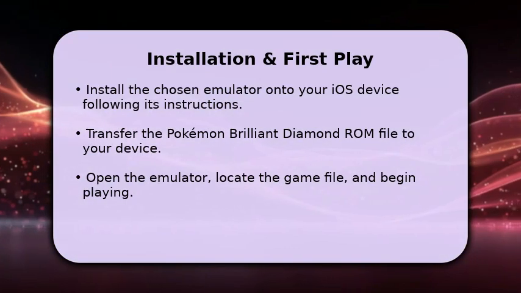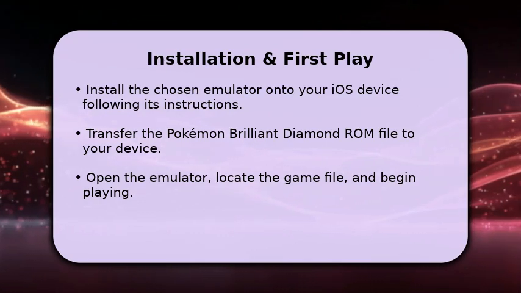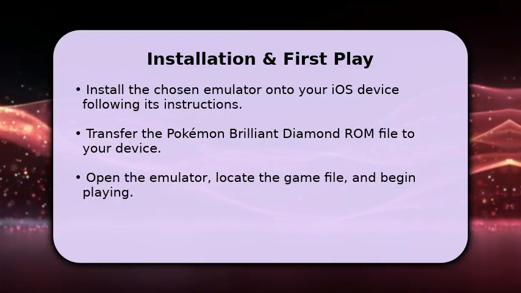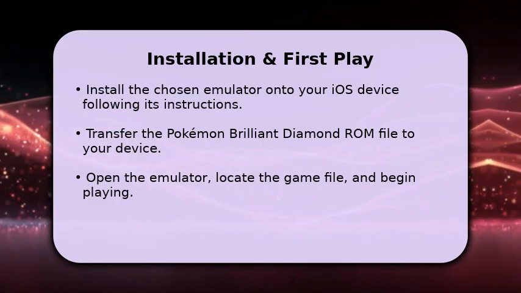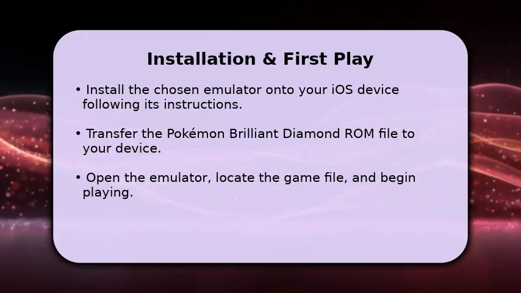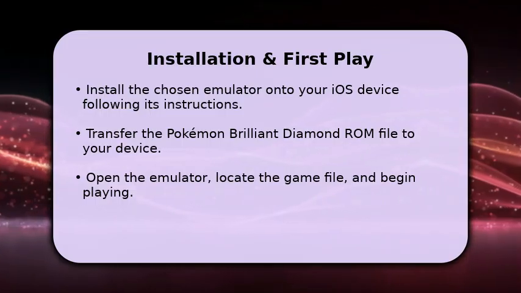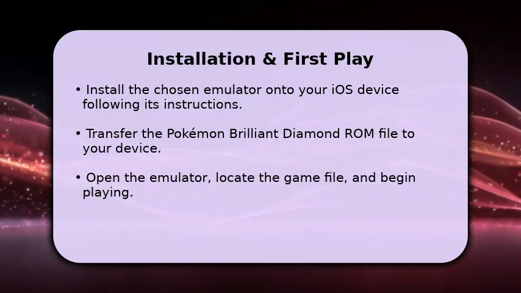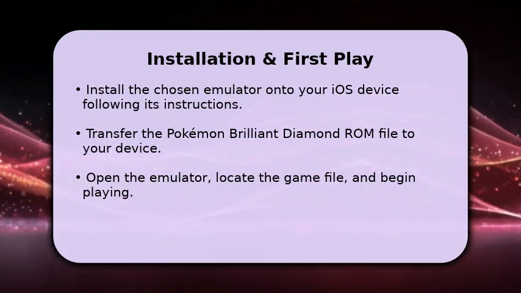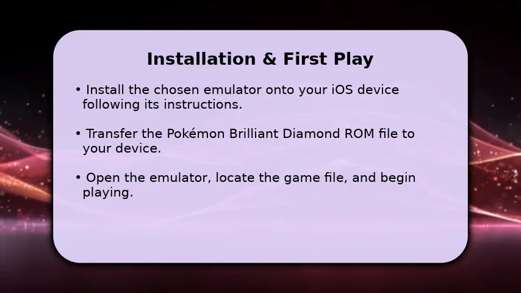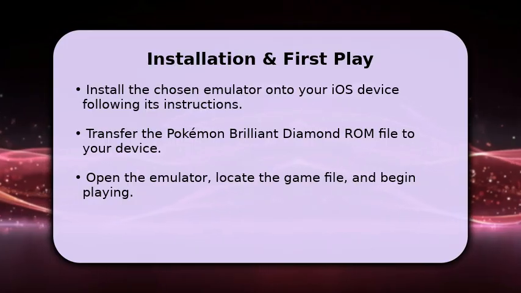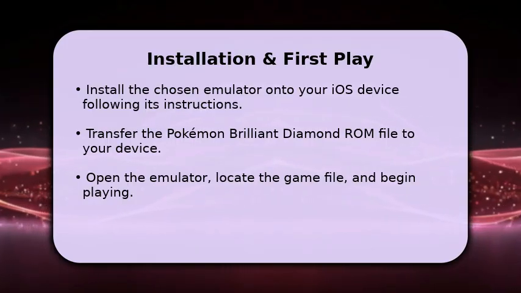With your emulator selected and the game file ready, the final steps are straightforward. First, install the emulator onto your iOS device, carefully following its specific instructions. Then, transfer the Pokémon Brilliant Diamond ROM file to a location accessible by the emulator on your phone. Open the emulator application, navigate to where you saved the game file, and launch it. You can then adjust controls and other settings for the best possible gameplay experience.